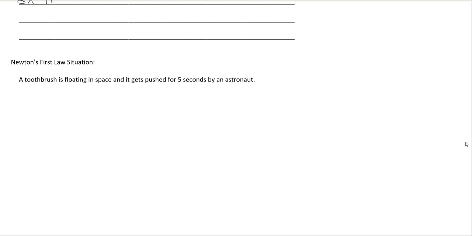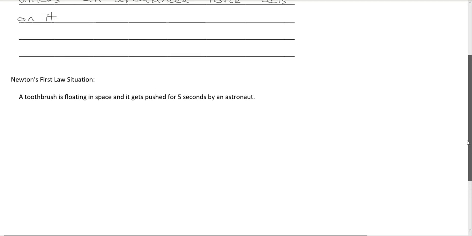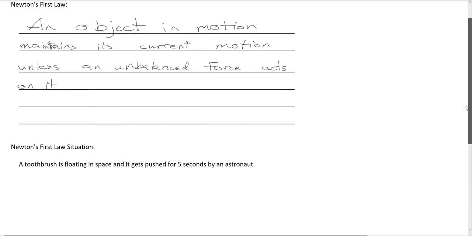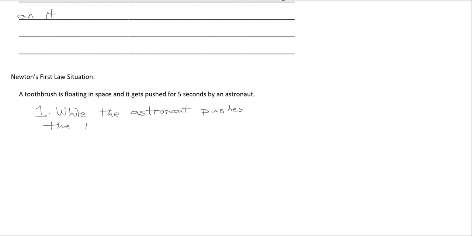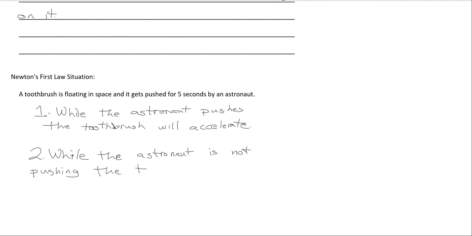So what's going to happen here for Newton's first law? Well, I notice the astronaut is pushing it for 5 seconds. This tells me that, according to Newton's first law, there is an unbalanced force on it. There definitely is. That means it's not maintaining its current motion. So Newton's first law tells me two things. Thing one, while the astronaut pushes, the toothbrush will accelerate. And thing two is about when the astronaut isn't pushing. Newton's first law tells us that it will maintain its motion. In other words, it will move at constant velocity.